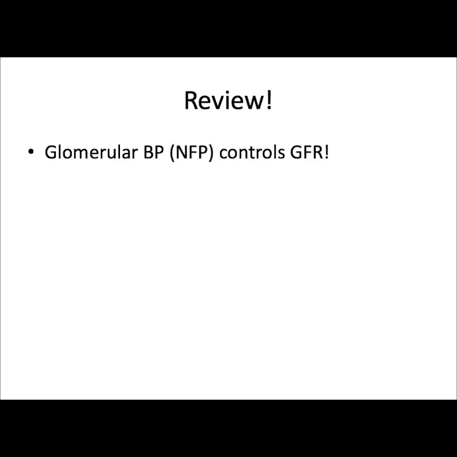Before we move on to regulation of the glomerular filtration rate, I think it's important that you understand this relationship. The blood pressure in the glomerulus, which is the same thing as the net filtration pressure, controls the glomerular filtration rate, or how many mils are being filtered per minute. We want to maintain a glomerular filtration rate of about 125 mils per minute. We regulate that by regulating the blood pressure in the glomerulus.